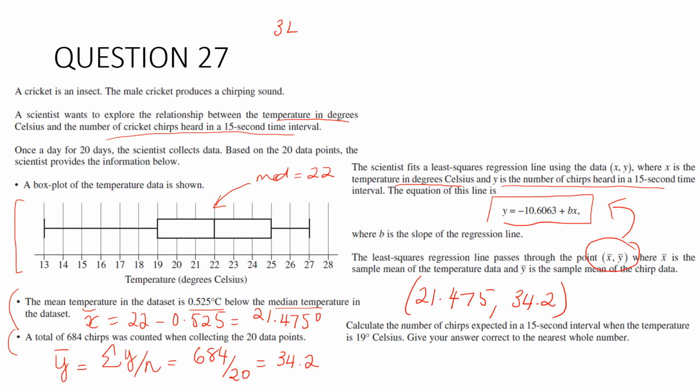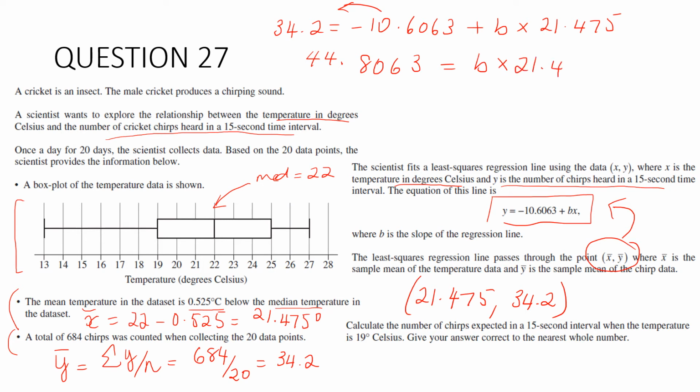So 34.2 is equal to negative 10.6063 plus B, we don't know, times by 21.475. And just solving this equation, taking that negative 10.6063 over the other side and adding it to the 34.2, just grabbing my calculator, 34.2 plus 10.6063 is 44.8063 is equal to B times 21.475.